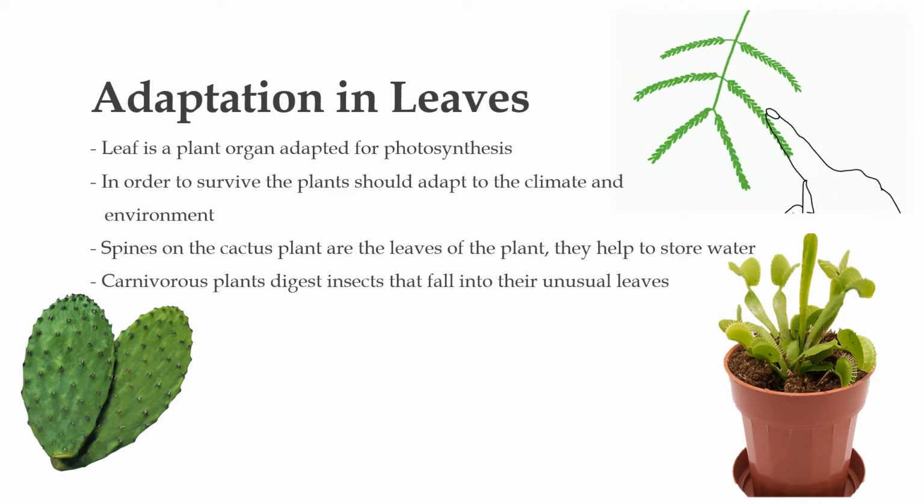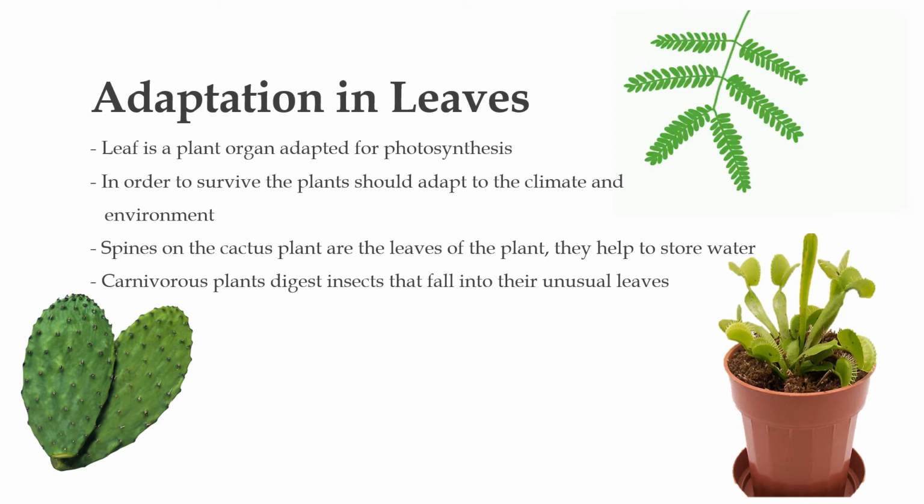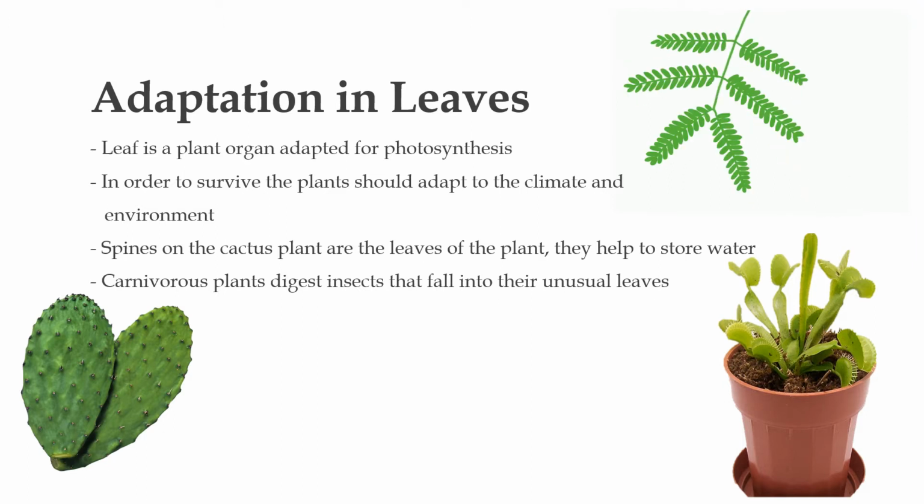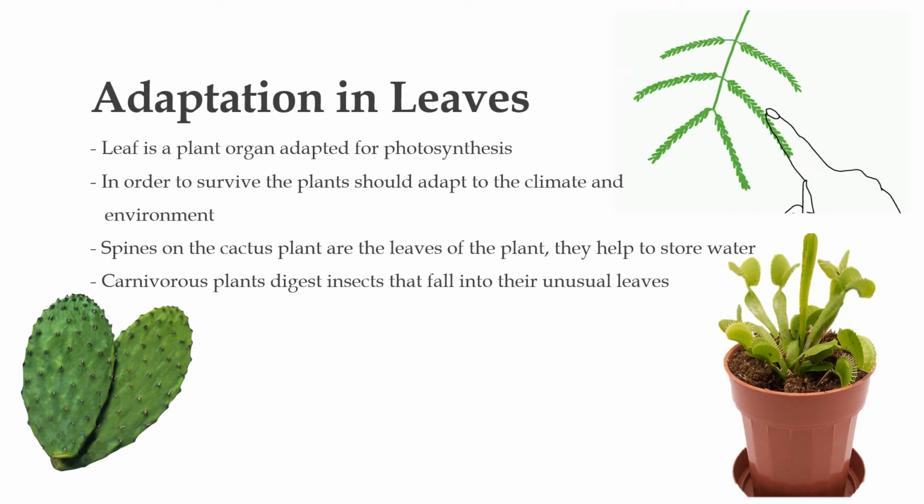Yes, oxygen, carbon dioxide, sunlight, water, soil, all these things you have been learning for many years. So in order to survive, the plants should adapt to the climate and environment. Some plants have leaves with special features. The spines on the cactus plant are the leaves of the plant. They help to store water.